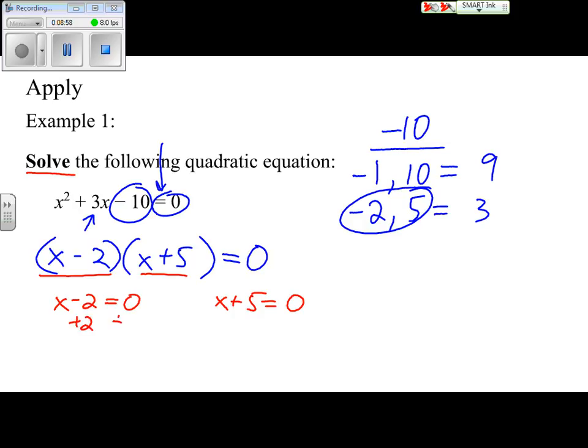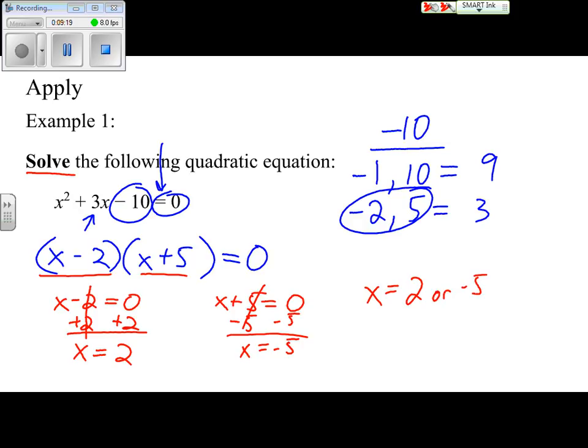Since I'm subtracting 2, to undo that, I'm going to add 2 to both sides to isolate this variable. X equals 2. And then I have a second possible answer over here for my second binomial. I'm going to subtract 5 from both sides to isolate that variable, and I get x equals -5. So my final answer, x can either be 2 or -5. Now, I can, of course, check these by going back to the original equation and plugging them in.